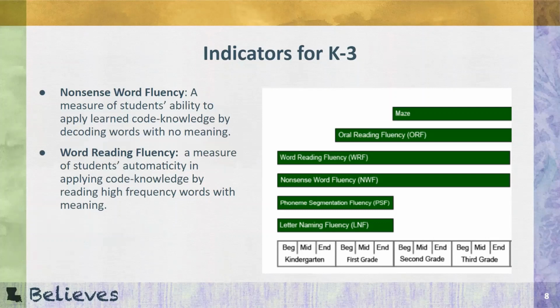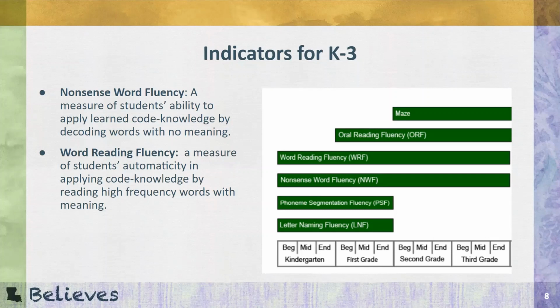Nonsense word fluency, on the other hand, is a measure of students' ability to apply learned code knowledge by decoding words with no meaning. So this really is a measure of how well students can apply the code that they've learned in their high quality instruction.